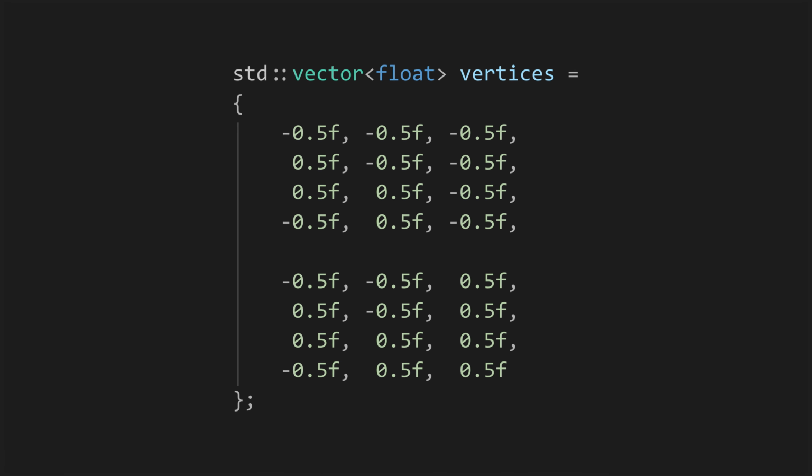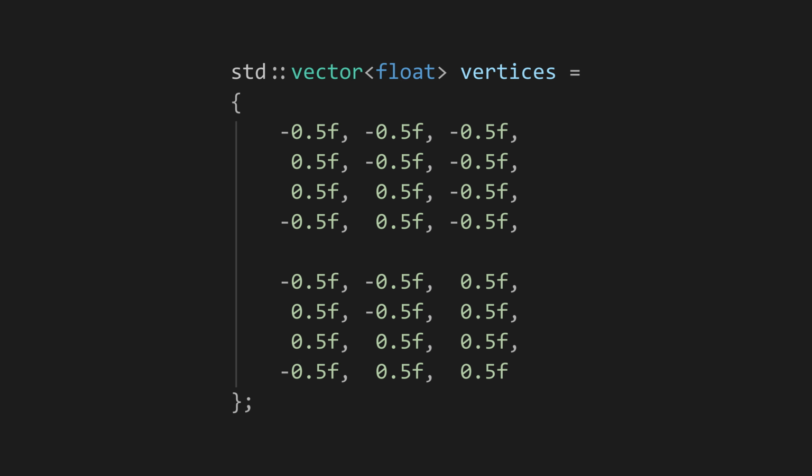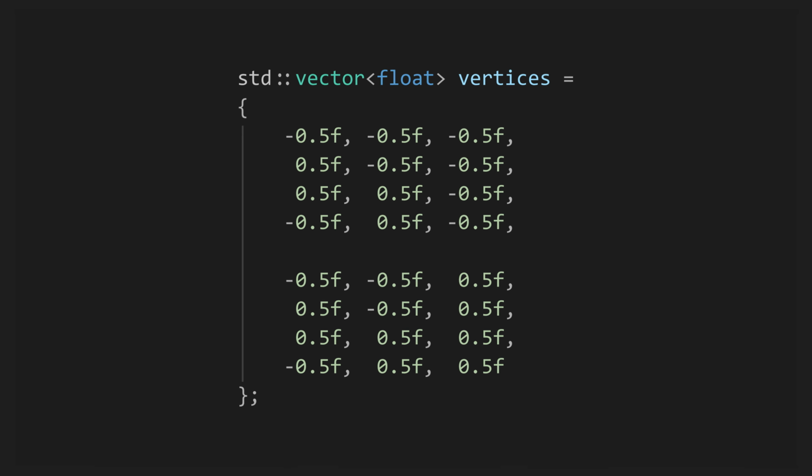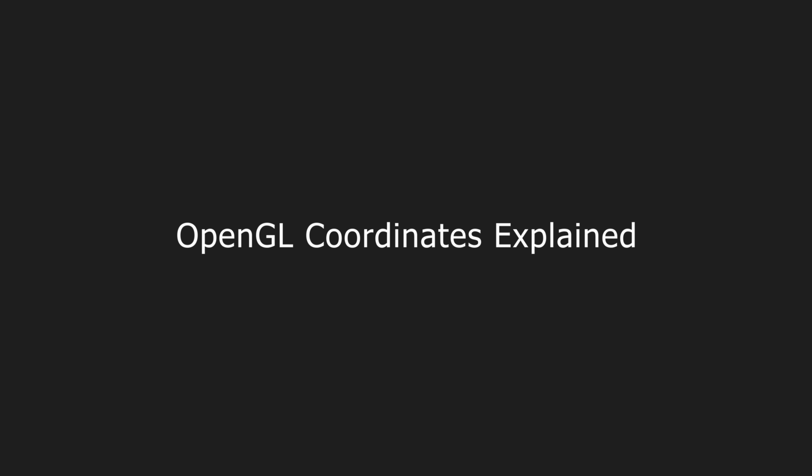If you have ever looked at OpenGL tutorials, you've probably seen coordinates like this. The numbers, basically. What do they mean? Don't worry, by the end of this video, you'll know exactly what these represent in the context of OpenGL.